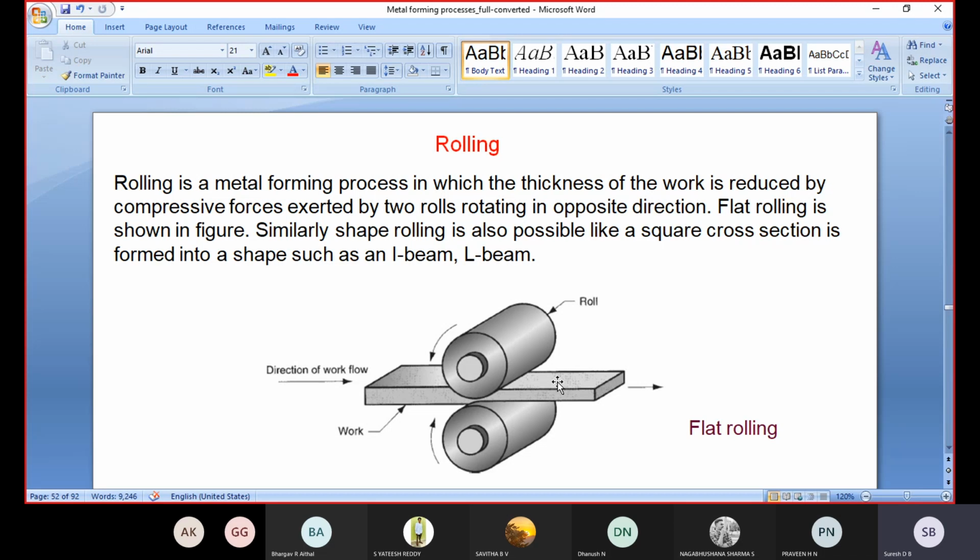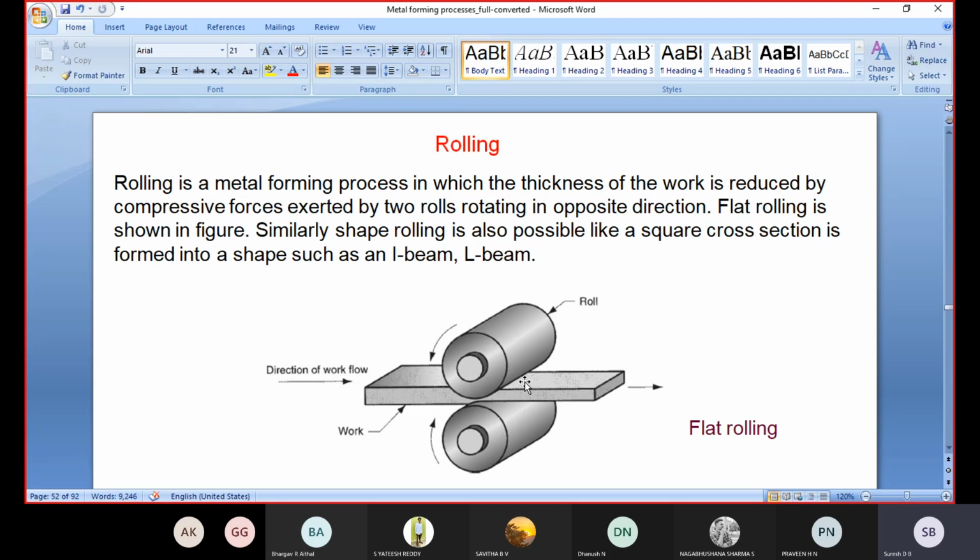Once the compressive force acts on the sheet along the lateral direction, the material dimension is reduced, and along the longitudinal direction the material dimensions are increased. Longitudinal direction means along the length of the component, this x direction. Perpendicular to the longitudinal direction, the y direction is called the lateral direction.